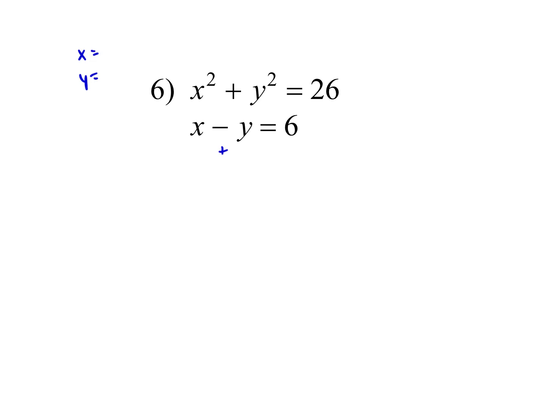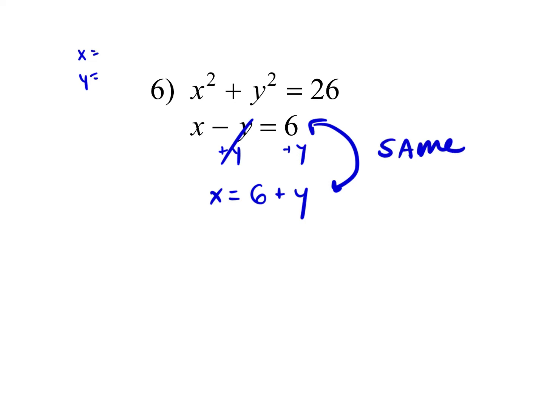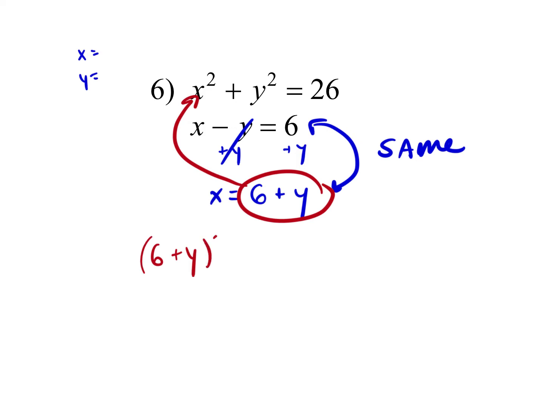I'm going to move the y just because x is already positive. So it'll just be different steps if in the homework you moved the x, but you'll end up with the same answer. So I'm just going to move the y. So x is equal to 6 plus y. Once we get x equals, this is our new second equation. So these are the same thing, just written differently. So I'm going to take what x is equal to and plug it into x. So I have 6 plus y squared plus y squared is equal to 26.